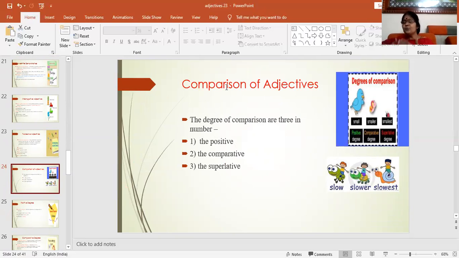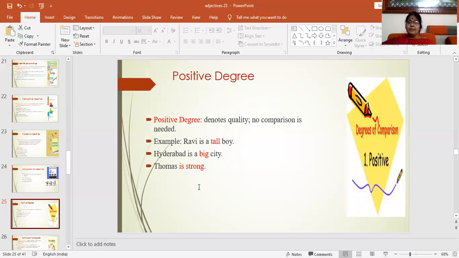In everyday life, we tend to compare something or the other, and we use comparison of adjectives. Now, the degrees of comparison are three in number: the positive degree, the comparative degree, and the superlative degree. Now, what is a positive degree? The positive degree denotes quality. No comparison is needed. I can just say Ravi is a tall boy. Hyderabad is a big city. Thomas is strong, right?